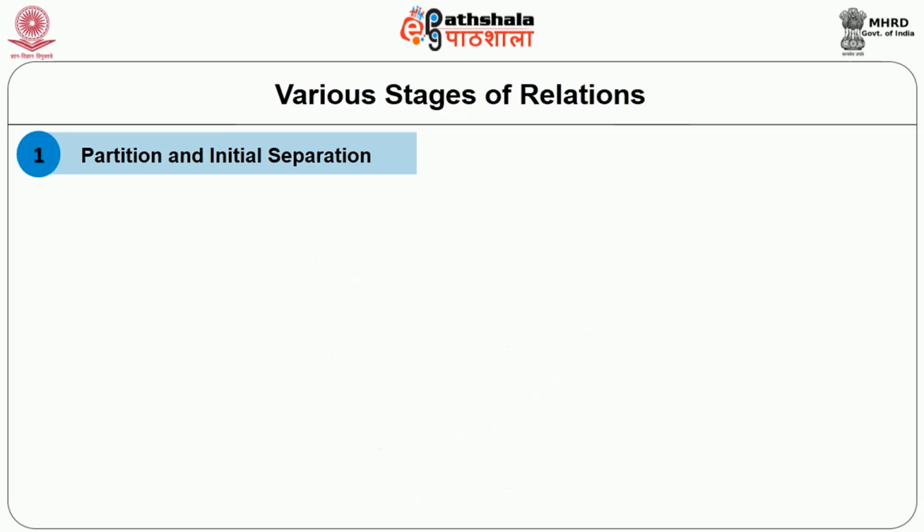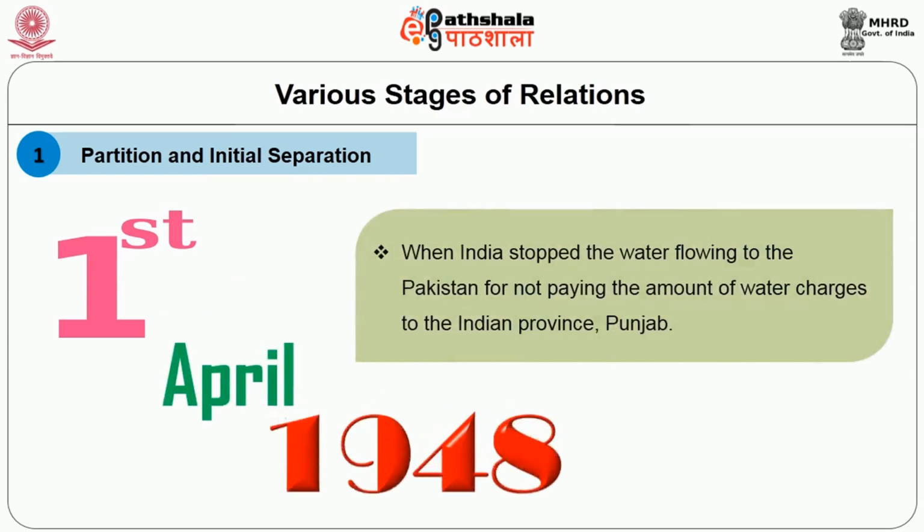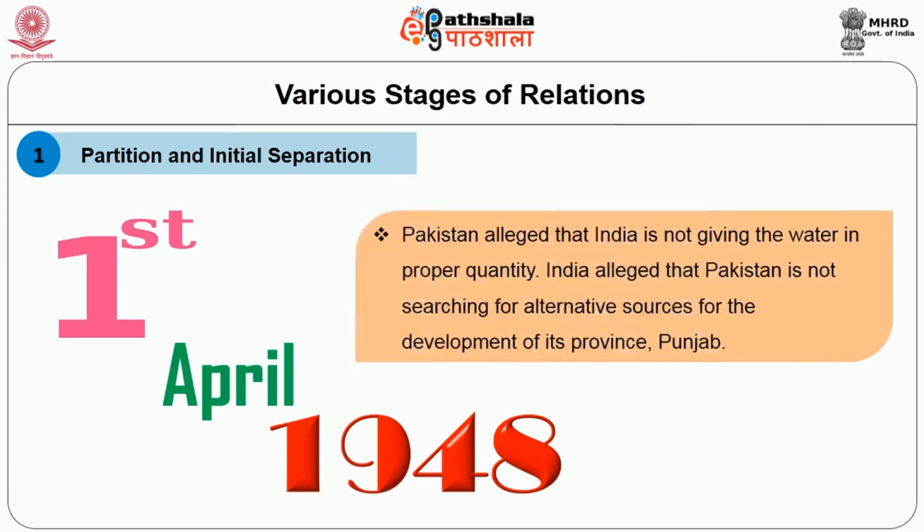The first dispute in this regard erupted on 1st April 1948 when India stopped the water flowing to Pakistan for not paying the amount of water charges to the Indian province of Punjab. Pakistan alleged that India is not giving the water in proper quantity. On the other hand, India alleged that Pakistan is not searching for alternative sources for the development of its province in Punjab.